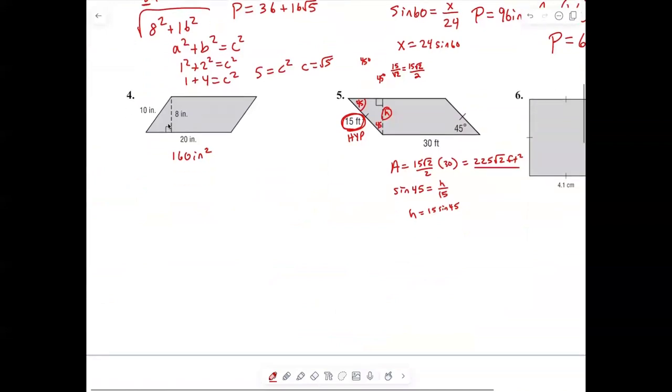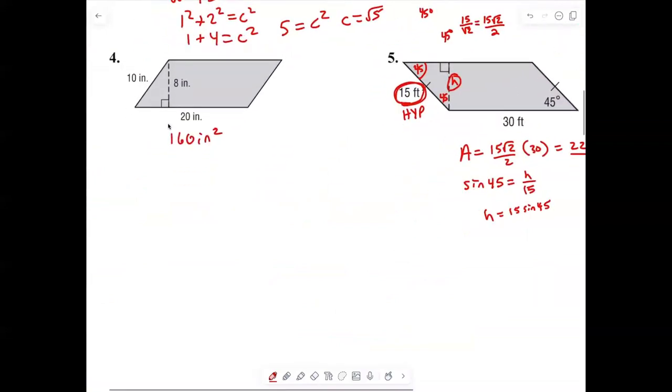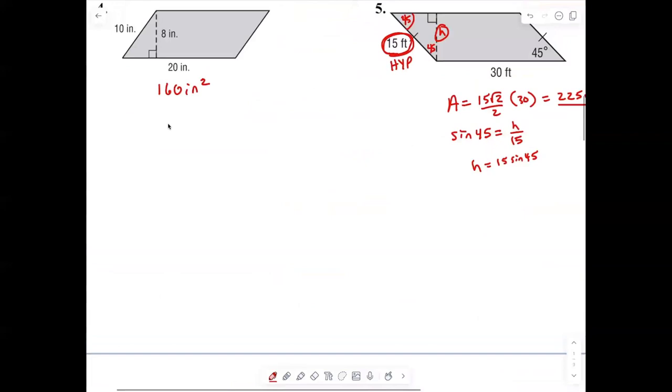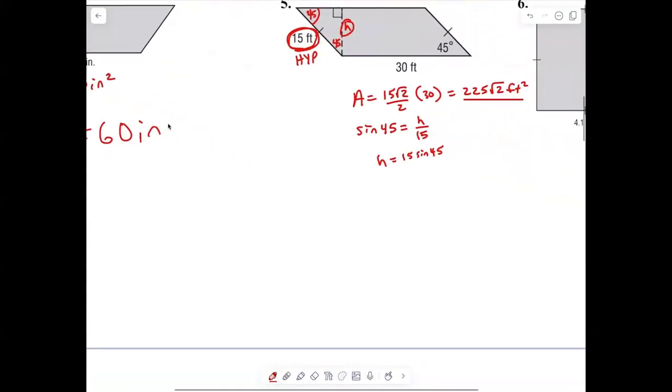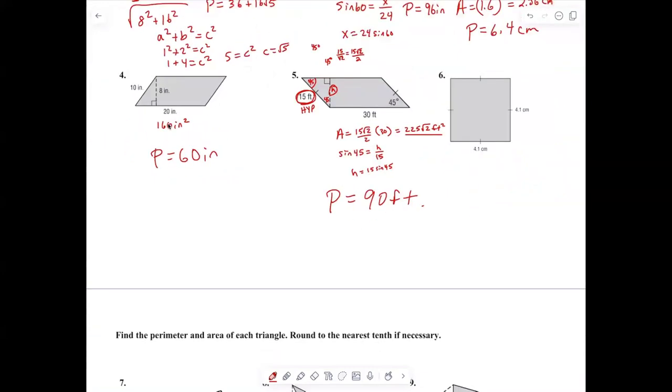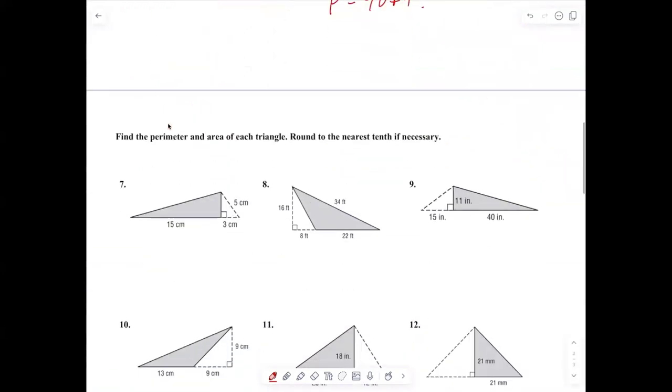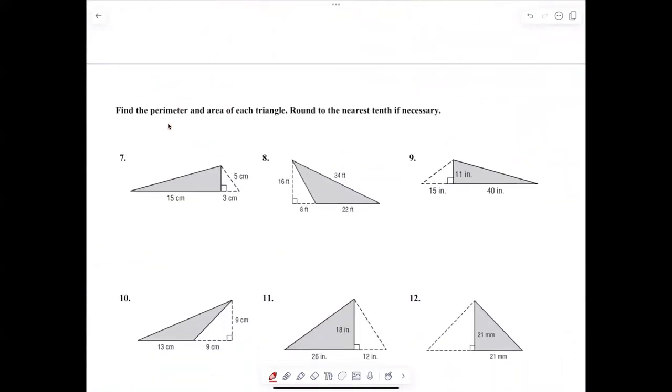Number 4, the perimeter is, what's the perimeter? 60 inches. Easy, I agree. And then number 5, the perimeter is just 90 feet. All right. So finding the perimeter and area. I'm trying to find something that's more challenging. All right.